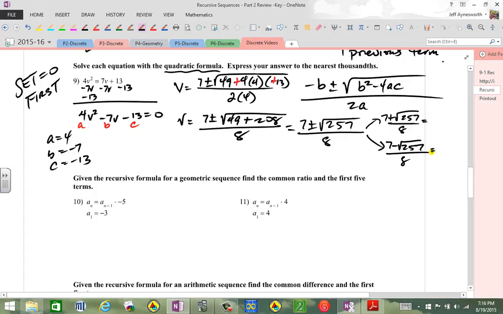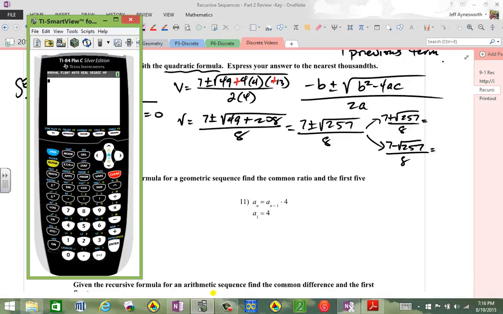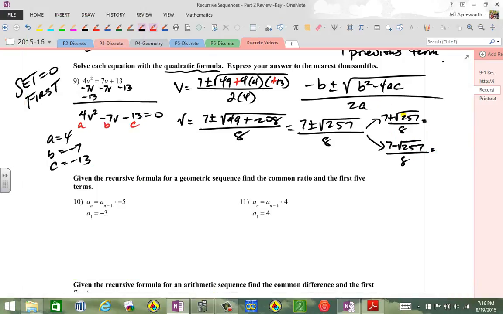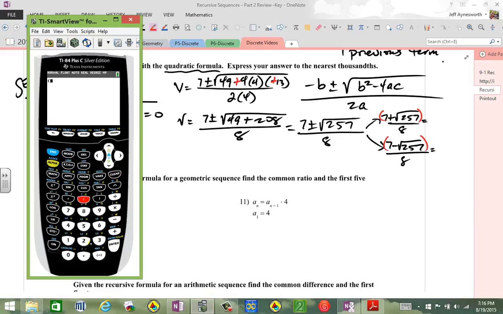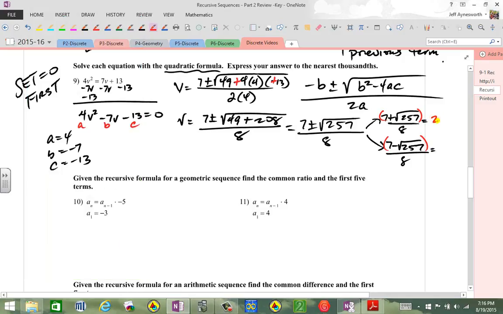So let's check out what they are. All right, so first of all, when you use a calculator, it's a good idea to use parentheses. So give the numerator a hug, put it in parentheses, all right, and work it out. So we've got the quantity of 7 plus the square root of 257. Okay, get out of the root right there by hitting the right arrow key. End it off, divided by 8. Let's see what we get. And we get about 2.879. So 2.879.